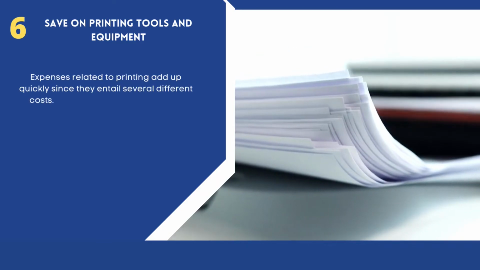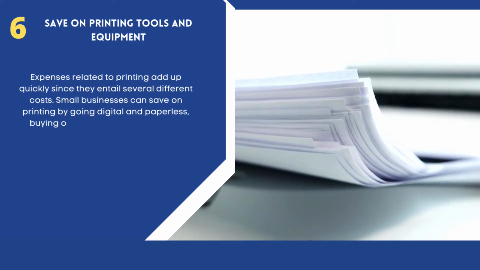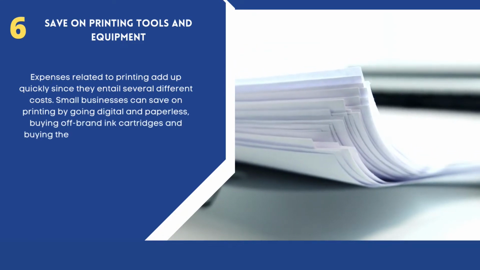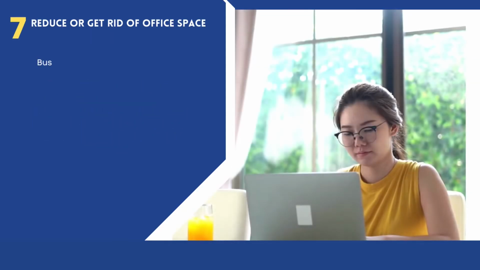6. Save on printing tools and equipment. Expenses related to printing add up quickly since they entail several different costs. Small businesses can save on printing by going digital and paperless, buying off-brand ink cartridges and buying them in bulk, and printing more efficiently.